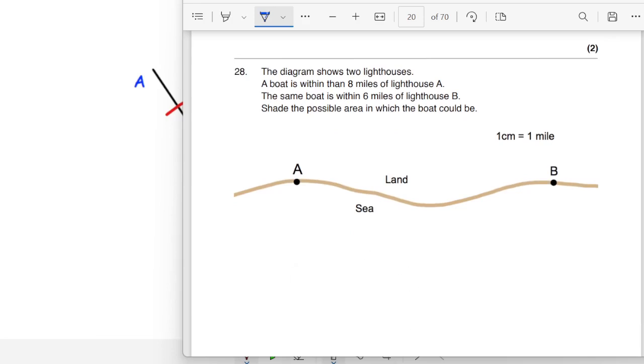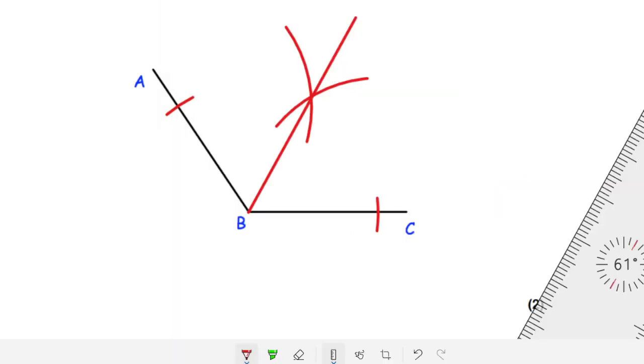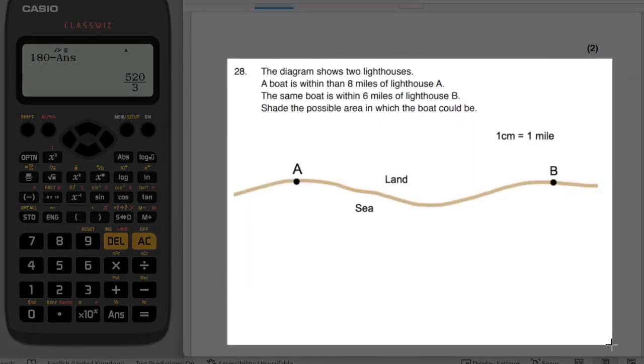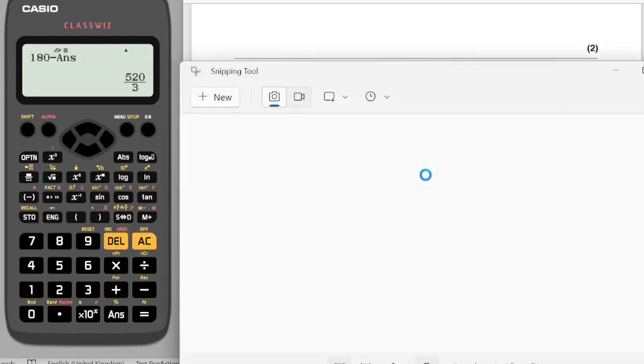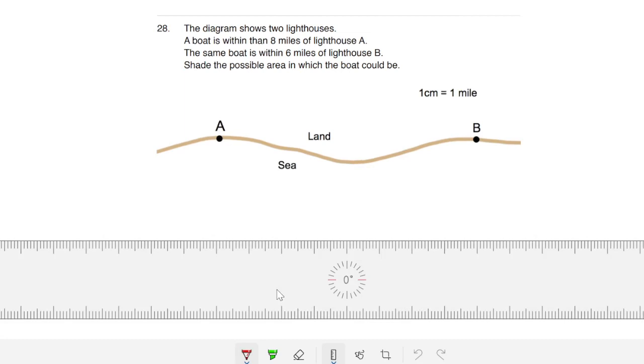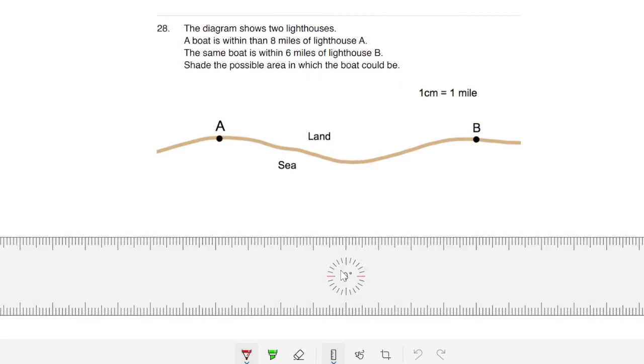Okay, for question 28, I'm going to struggle with this ever so slightly, but we'll give it a go. This is a section I call loci, I would imagine. So you've got a diagram like this. The diagram shows two lighthouses. The boat is within 8 miles of lighthouse A. The boat is within 6 miles of lighthouse B. Shade the possible region which the boat could be in.